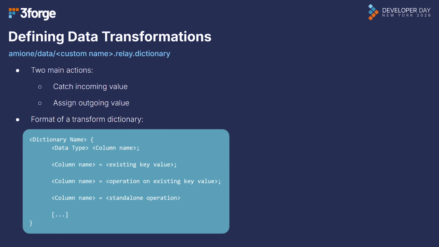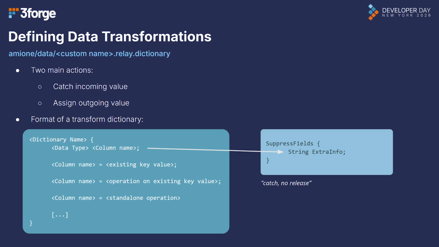So let's look at a few examples to understand how these work. First is suppressing fields. So if you only catch a field or a column, but don't reassign it, it's essentially going to get dropped from the message. So with this dictionary, an incoming message with the extra info column, once it gets sent to the database, you won't see that extra info field.